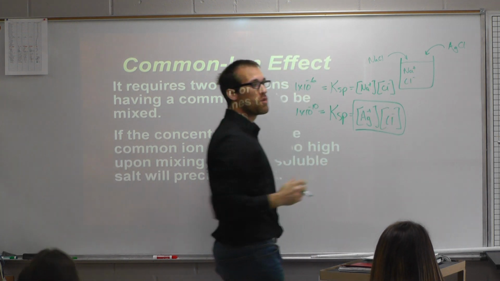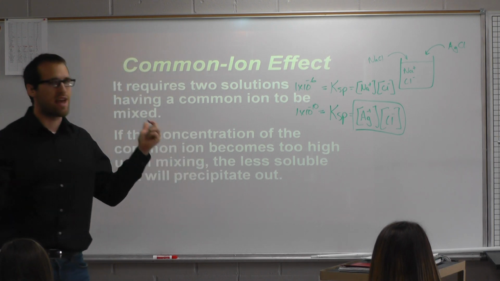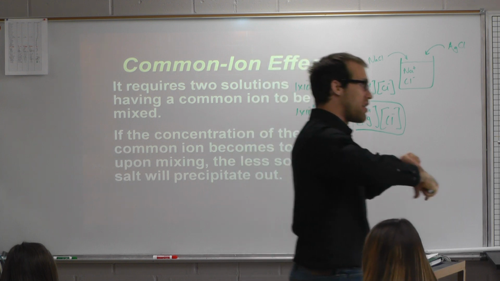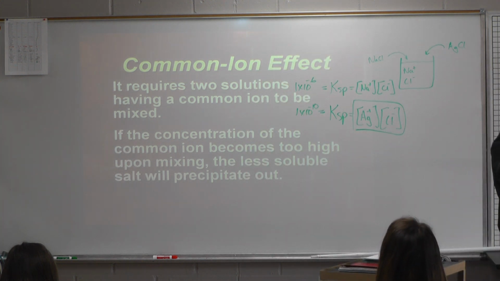Okay? That is essentially what the common ion effect is. If you take two salts, put them in the same solution, and you have more ions than are able to be held in that solution, the least soluble salt will precipitate out first, or the one with the lowest Ksp.